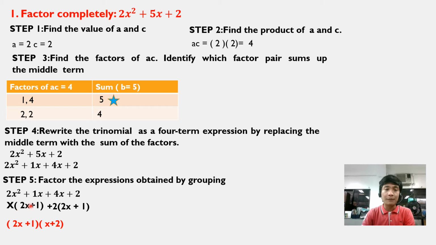So, nilabas ko ito, pinag-isa, ang natira ay x plus 2. Ulitin ko, nilabas ko ito, pinag-isa, ang natira ay x plus 2. Therefore, ang correct factored form now ni 2x squared plus 5x plus 2 ay equal sa 2x plus 1, quantity x plus 2. So that is our example number 1.